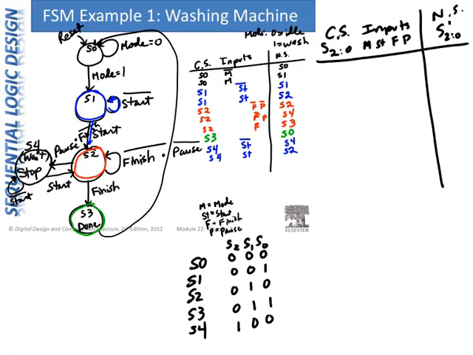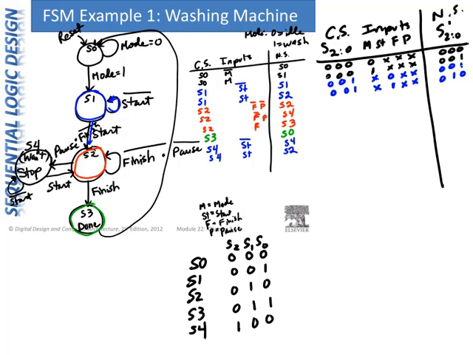So we start with the top line. S0 is encoded as 0, 0, 0. M is 0. Everything else is don't care. Next state should be 0. Next line, state 0. M is 1. Everything else is a don't care. You should go to S1. Next line, we have S1. ST is 0. Everything else is don't care. You should go back to S1. If the current state is S1 and ST is 1, everything else is a don't care, you should go to state 2.